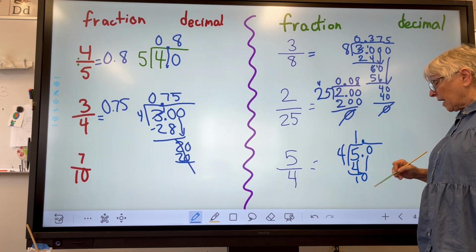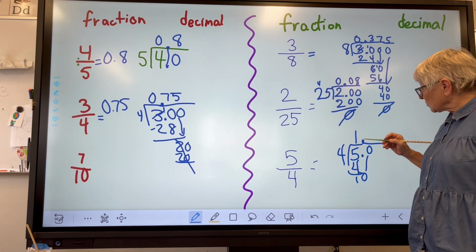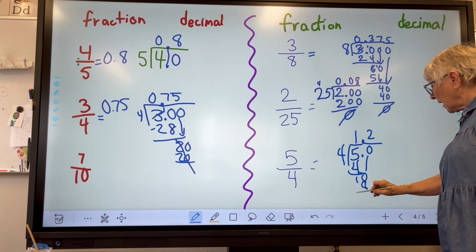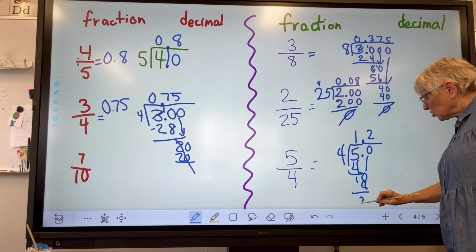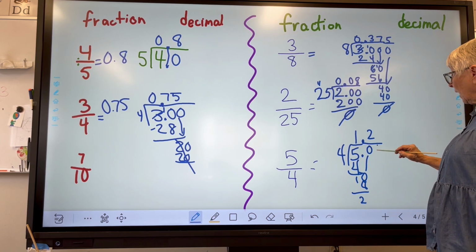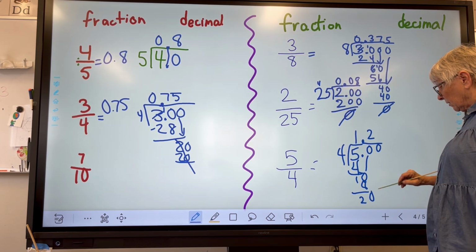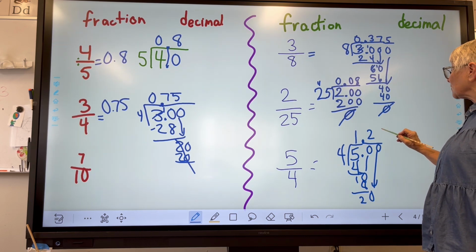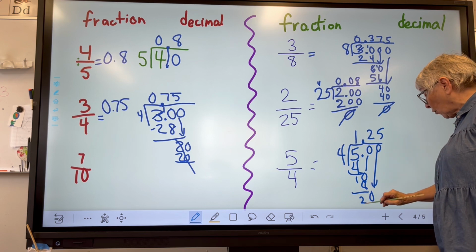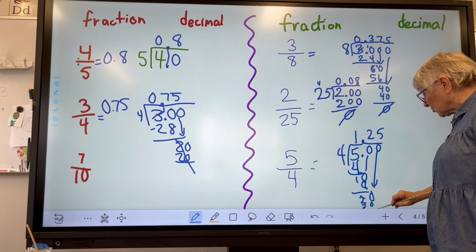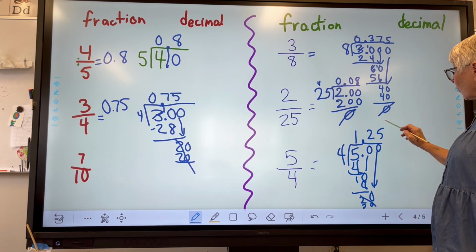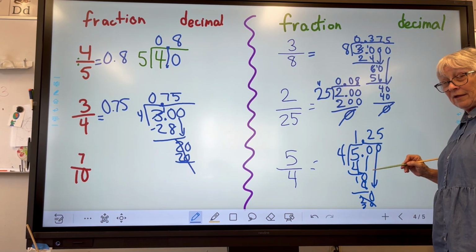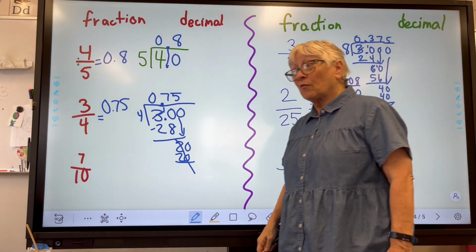Does 4 go into 10? Yes, it goes in there twice. Not evenly. That's an 8. And 10 minus 8 is 2. And I add another 0. Bring it down. Does 4 go into 20? Yes, 5 times, and 5 times 4 is 20. And there's no remainder. So 5/4 is equal to 1.25.